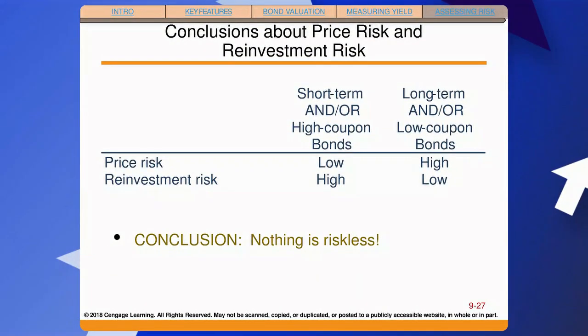So, conclusions of this one, very important here is short-term and/or high coupon bonds, di ba? Price risk is low, reinvestment naman is high. Kasi nga, short term to, no? While if it is a long term and low coupon bonds, the price risk is high, while the reinvestment risk is low. So, ano conclusions?